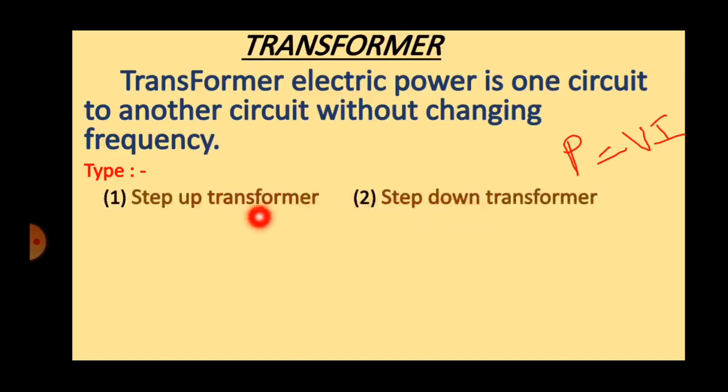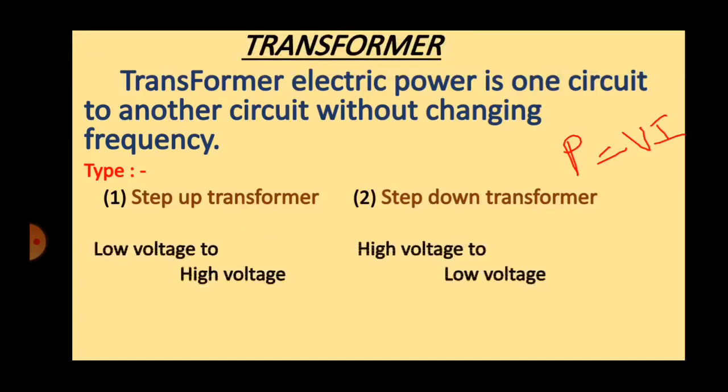Now, the step up transformer converts an alternating current with low voltage to high voltage. This is called a step up transformer. The step down transformer converts alternating current with high voltage to low voltage. This is called a step down transformer. Are you clear, children? Okay.